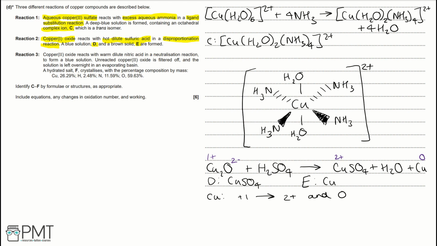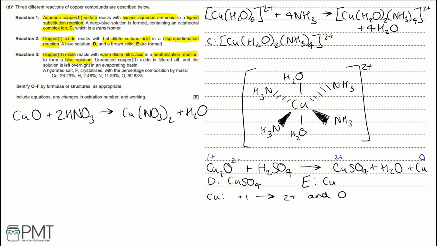Then looking at reaction 3, we have copper 2 oxide reacting with warm dilute nitric acid in a neutralization reaction to form a blue solution. So firstly, writing this reaction, we would have CuO plus 2HNO3 because that's nitric acid, and that would produce Cu(NO3)2 plus H2O to balance the equation.